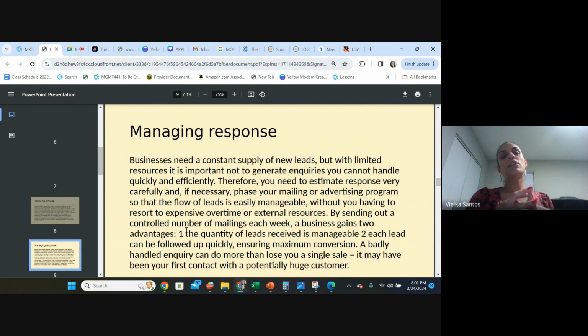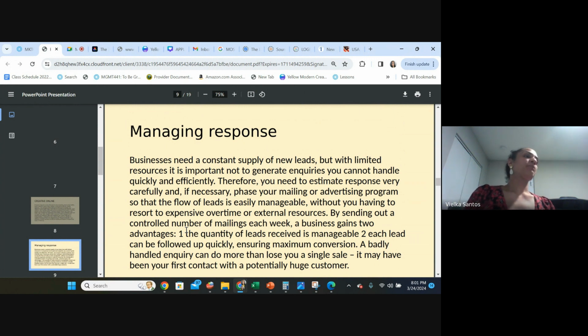You remember we use SurveyMonkey, we use MailChimp for mailing. So this is another strategy that you can keep in mind. By sending out a controlled number of emails, mailings, and advertising each week, the business gains two advantages. One, the quantity of leads. What are leads? People interested in your business. That's what leads means.